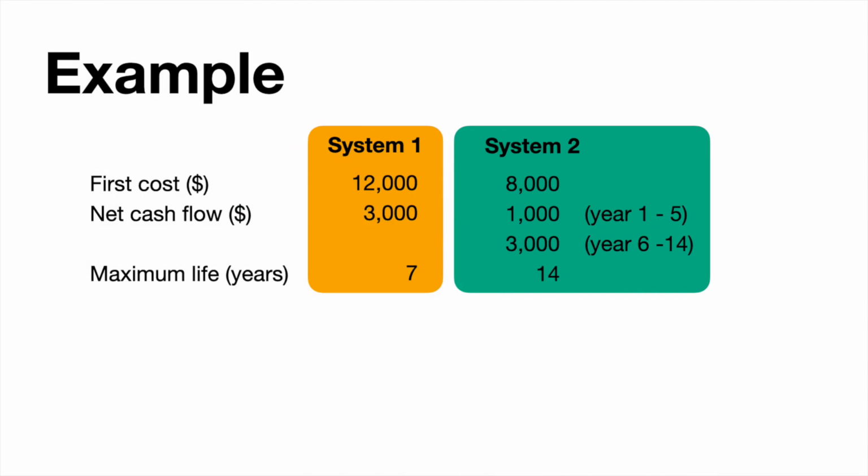Okay, in this example, you have to decide between two systems, okay? Given the first cost for the first system is $12,000 and the net cash flow is $3,000, and the system has a maximum life of 7 years. System 2, on the other hand, has more interesting cash flow details, okay? It has a first cost of $8,000, and then from year 1 to year 5, the net cash flow is $1,000, and from year 6 to 14, the net cash flow goes up to $3,000. Looks like we may get a profit here. And then it has a maximum life of 14 years. So let's draw the cash flow diagram and see the direction of the cash flow between these two systems.